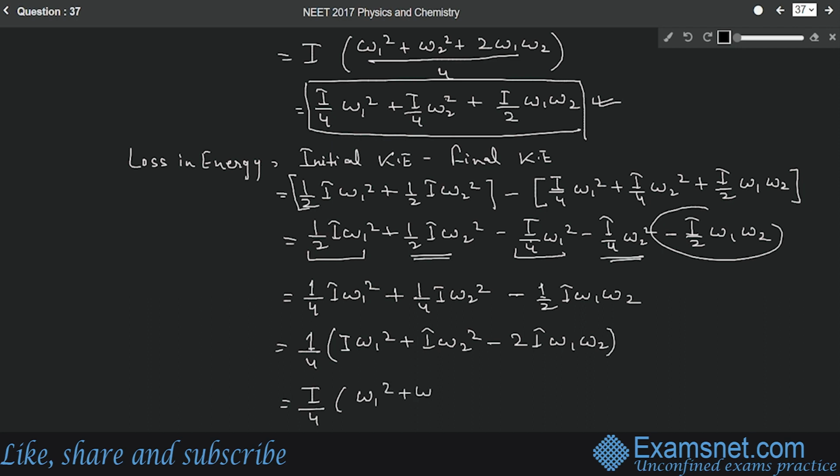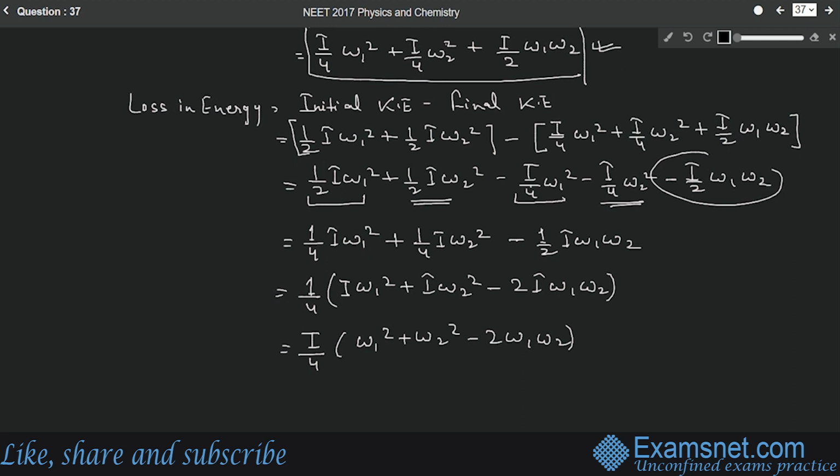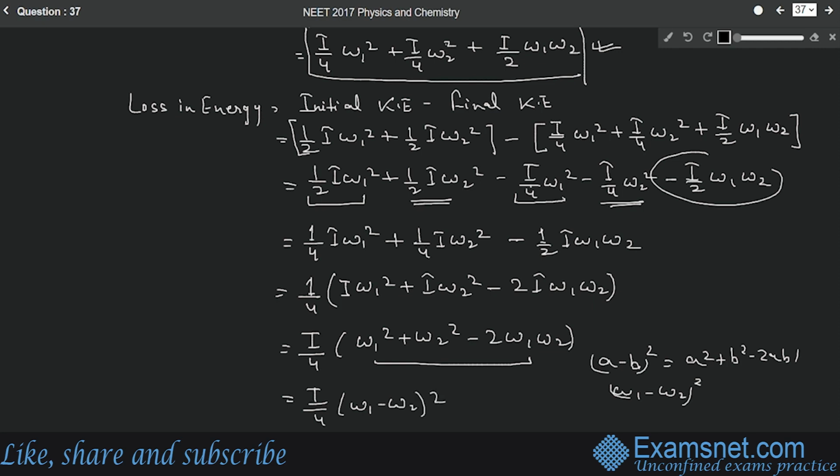Omega 1 square plus omega 2 square minus 2 omega 1 omega 2. Okay, you can do this in one step only. I just forgot to take I outside the bracket, that's why. Now this is in the form of (a minus b) whole square, right? Because this is equal to a square plus b square minus 2ab. So simply we can write (omega 1 minus omega 2) square, isn't it? So it will be equal to I by 4 (omega 1 minus omega 2) whole square. So this is the expression for loss in energy.